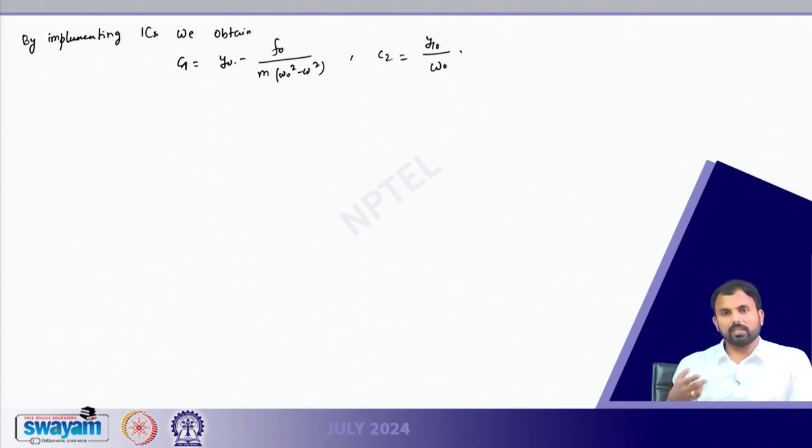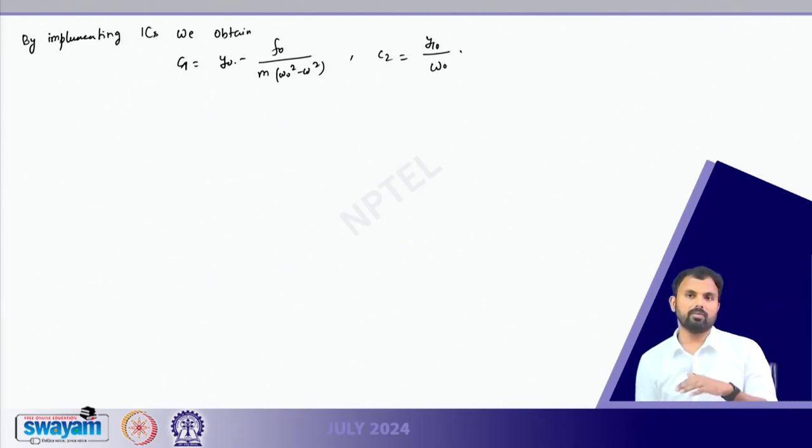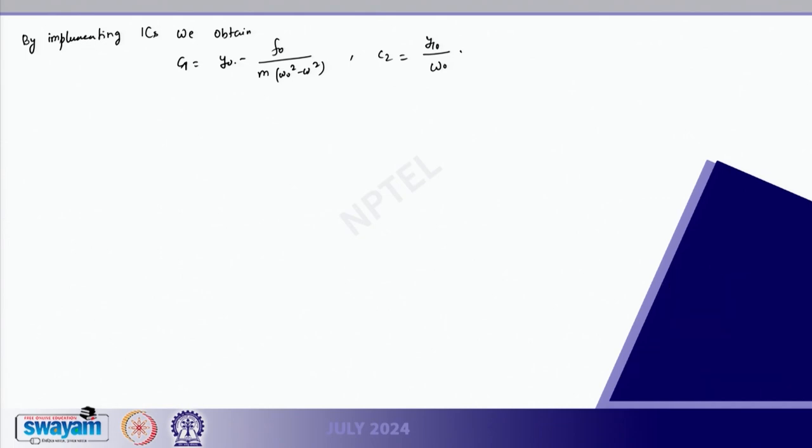And from here we can categorize, of course, this forced undamped oscillation, and similarly we have forced damped oscillation, and we will cover all those things in the forthcoming class. So I will stop here today, and I will continue this discussion on forced damped oscillation in the next class.